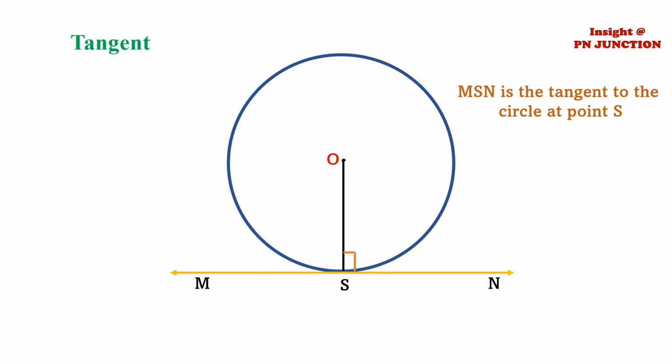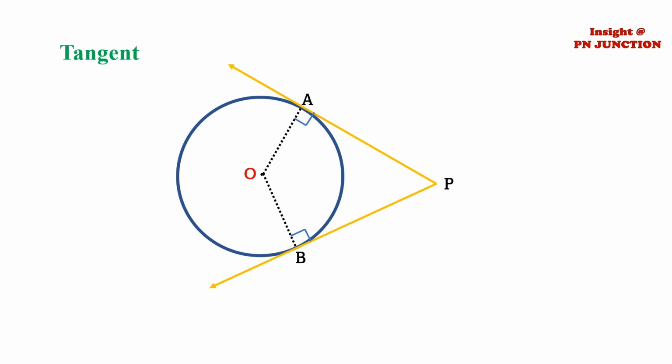It is important to note that only one tangent can be drawn to a circle at a point on the circle. If we want to draw two tangents to a circle, then they are drawn from a point outside the circle, where these two tangents will be equal in length.